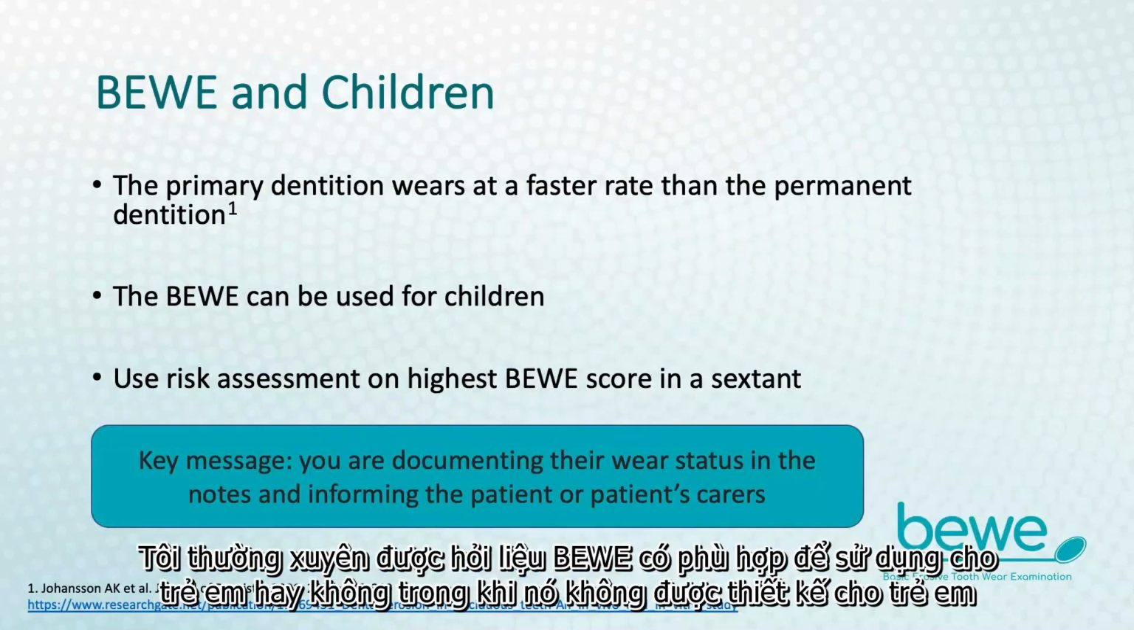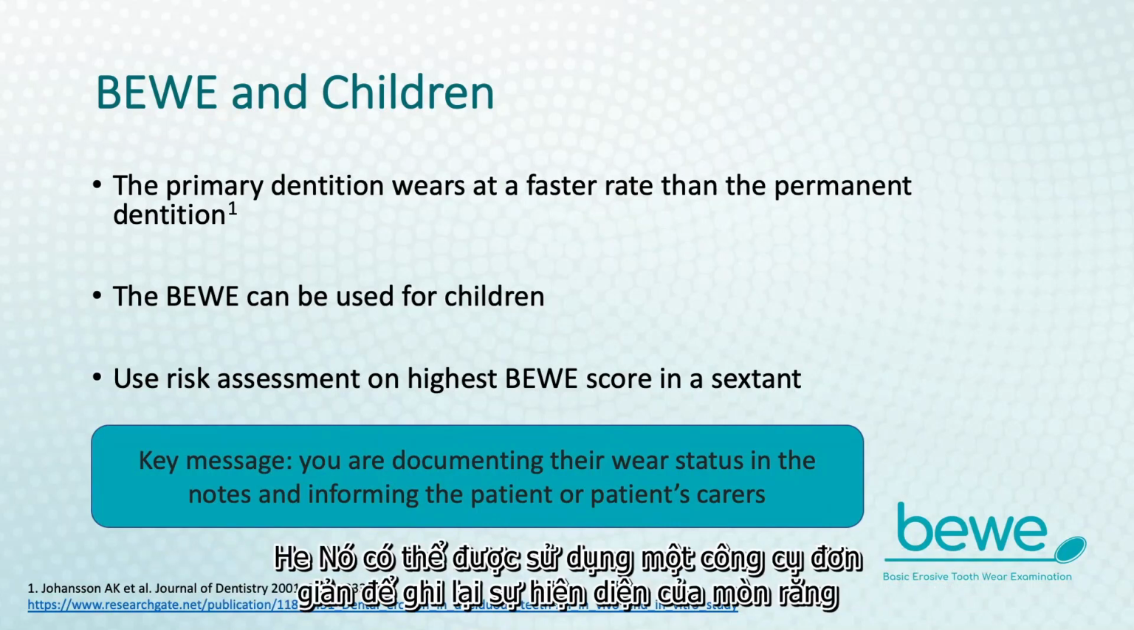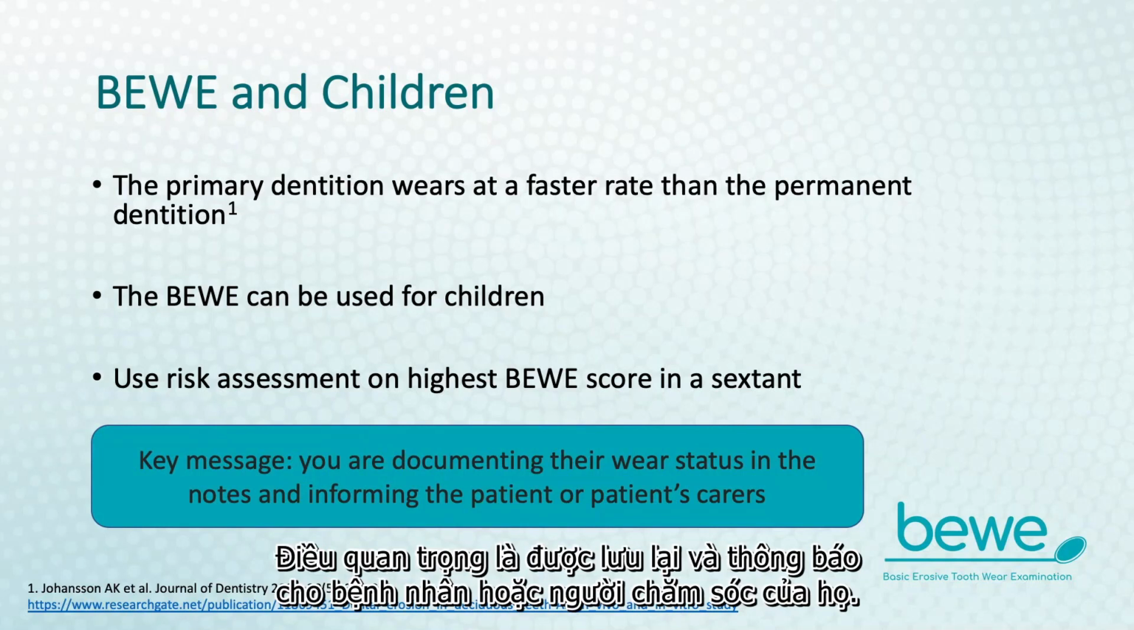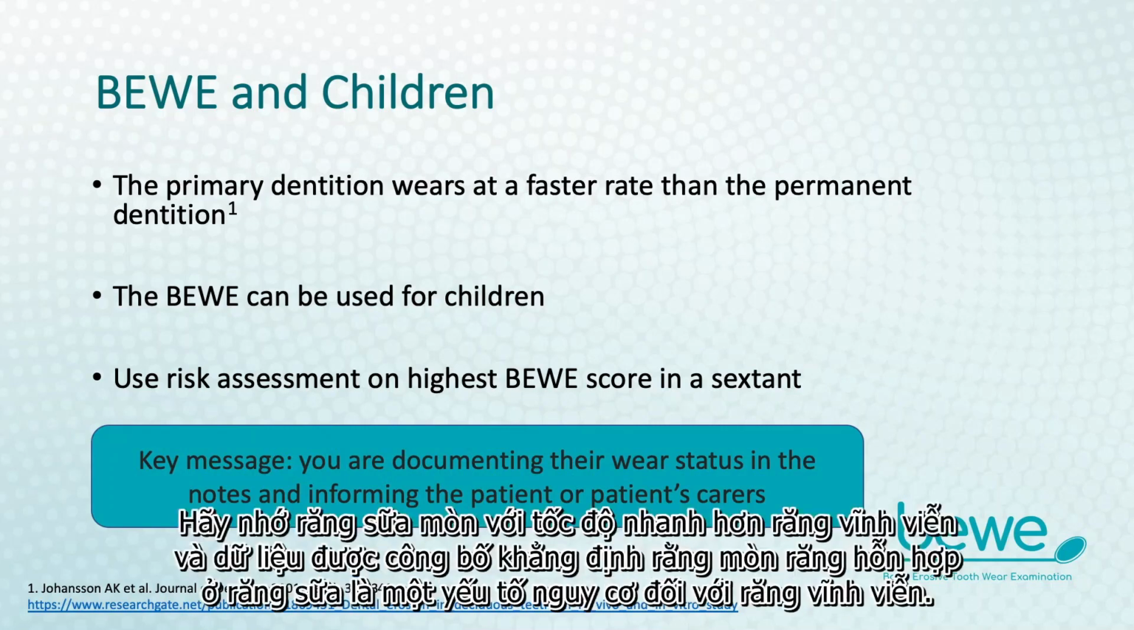I am frequently asked if the BWE is suitable for use in children. Whilst it is not optimally designed for children, it can be used as a simple tool for recording presence of wear. The key thing is to document and inform the patient or their carer. Remember, primary dentition wears at a faster rate than the permanent dentition, and published data confirms that erosive tooth wear in the primary dentition is a risk factor for the permanent dentition.